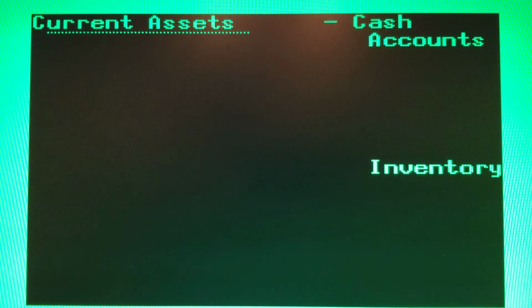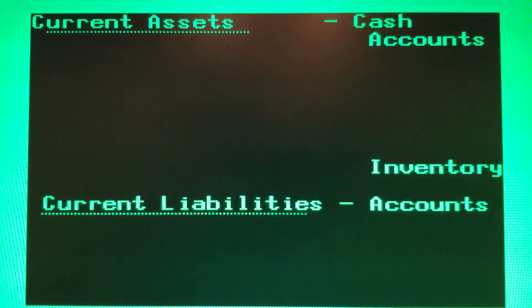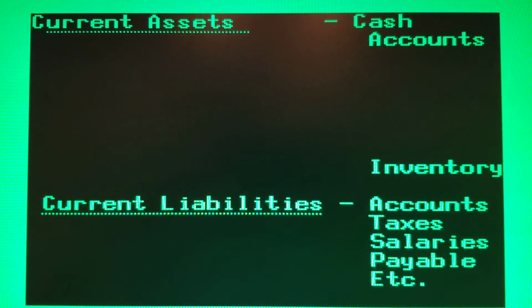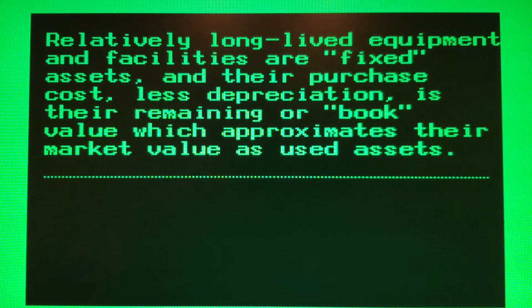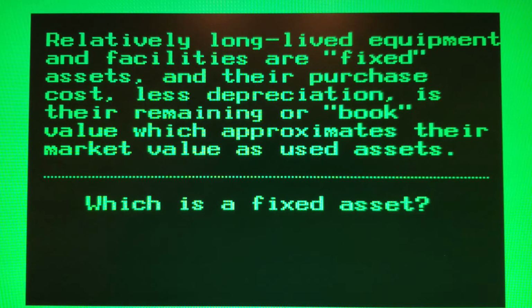Accounts, short-term notes receivable, temporary investments, and inventory are current assets, while accounts and short-term notes payable, taxes, salaries, and the like are current liabilities. Relatively long-lived equipment and facilities are fixed assets, and their purchase cost less depreciation is their remaining or book value, which approximates their market value as used assets. Land is not depreciated since its value doesn't usually decline. Notes, including mortgages, which are payable in later years, are classified as long-term liabilities. Which of these is a fixed asset?